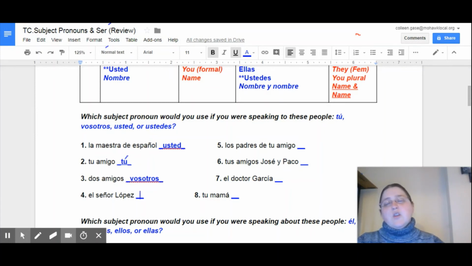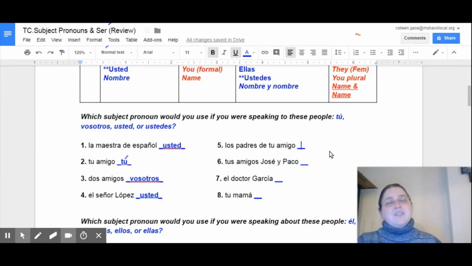El Señor Lopez. If I am calling him Mr. Lopez rather than George, some of you get that reference? How old am I? Okay. El Señor Lopez. I'm going to be using usted. If we're not close enough that I can use his first name, I should definitely be using usted.